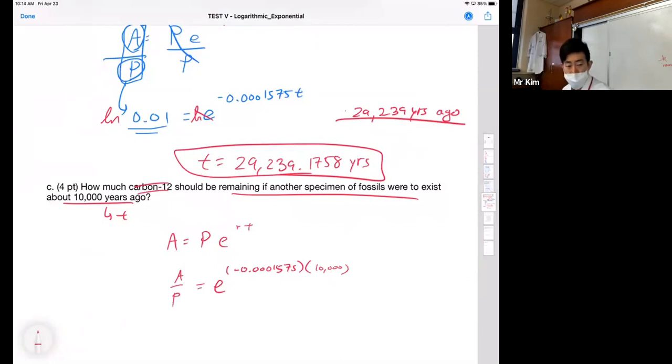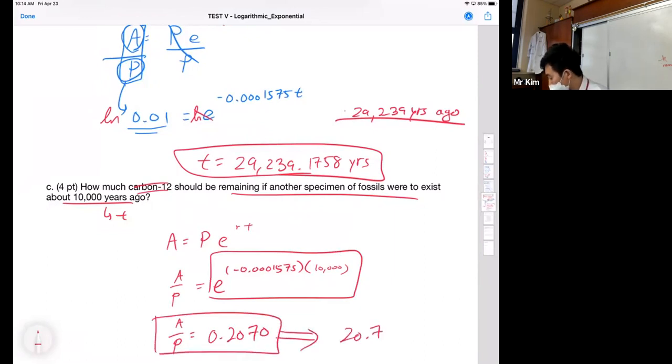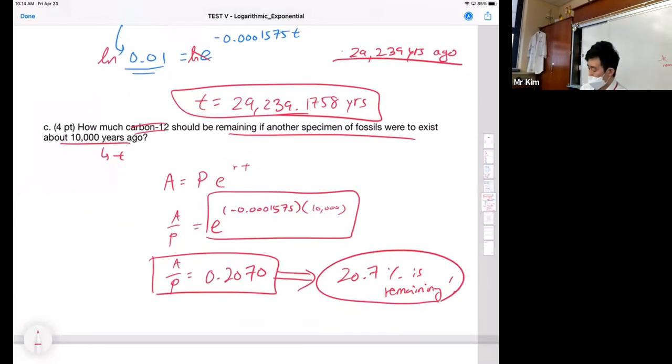So if I do that into the calculator, you're simply going to type this into the calculator, and what you actually end up getting is 0.2070. What this means is about 20.7% is remaining. Okay, so the aftermath over the original tells you the percentage of how much it remains. That is the answer for part C of number 4.